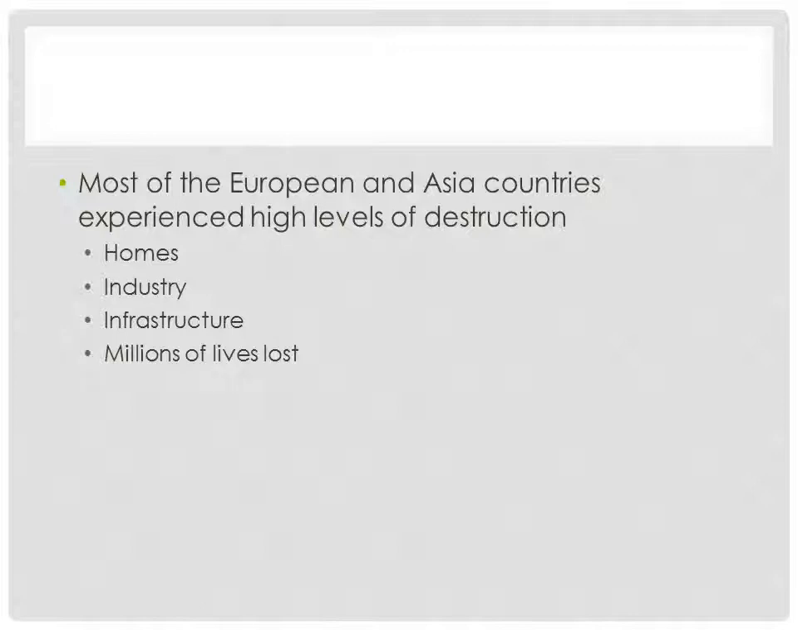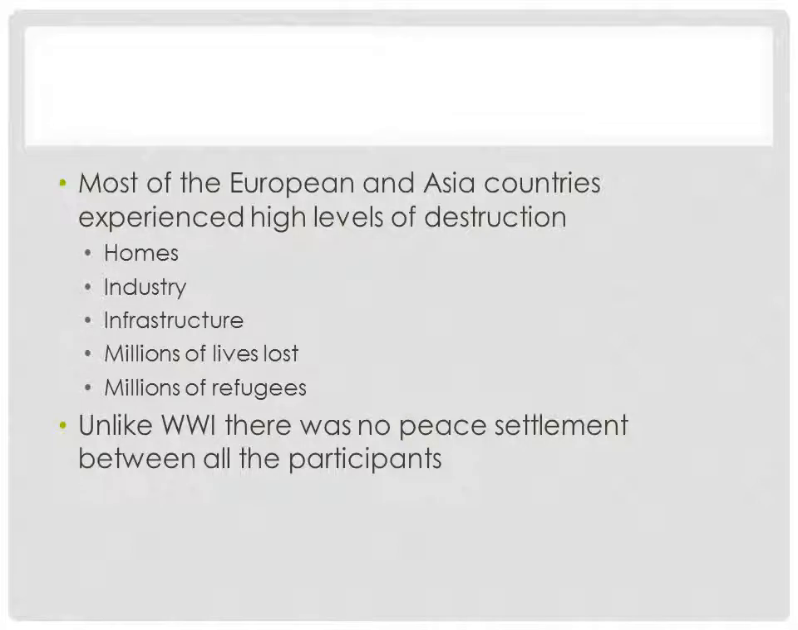We have millions and millions of lives lost because of terror bombing, because of lack of food, etc. And there are millions of refugees. Refugees because people lost their homes, but refugees also because people were forced to move during this time period.